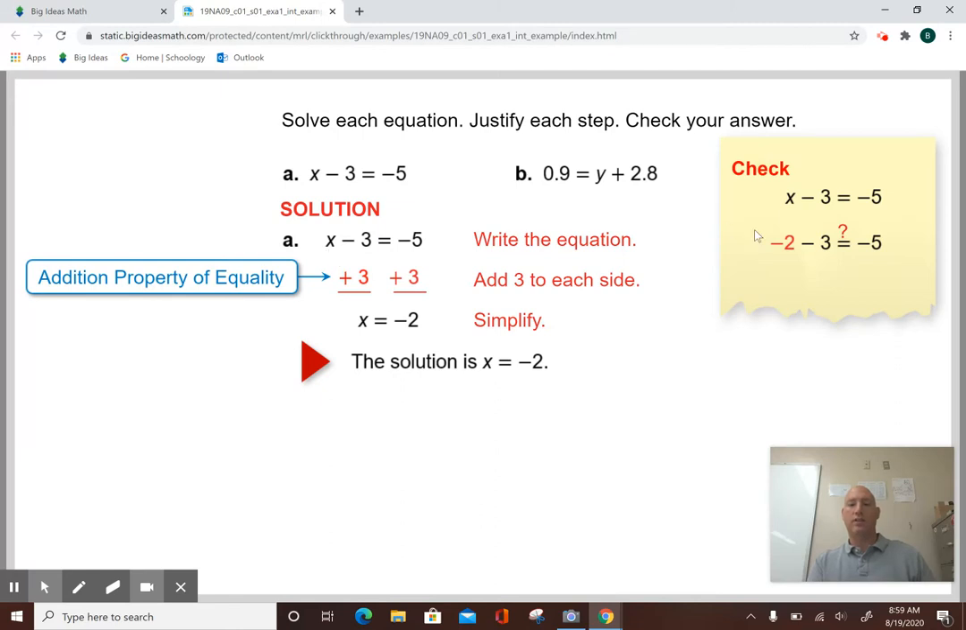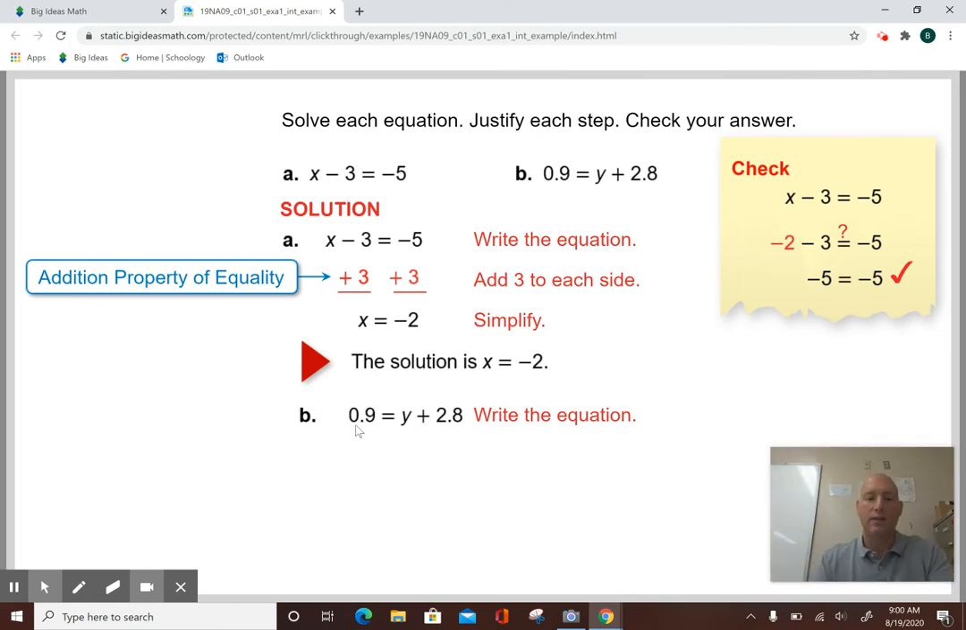So is it true to say negative 2 minus 3 is negative 5? Yeah, because negative 5 is negative 5. We have a solution, okay? Now let's look at the next one. I'll just use the click through to explain it. I'm not going to write it on the board just to save time.